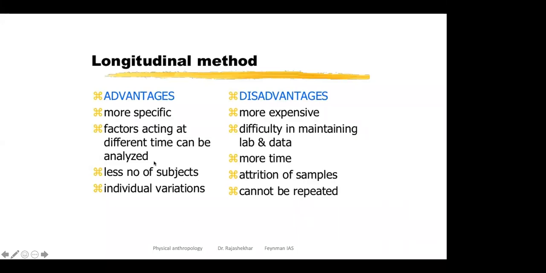Let's say there is a variation. Maybe that person had some sort of disease or infection in early childhood. How do you compensate for it? Maybe there was a delay in his growth because he had mumps or measles, some infection. How do you account for the difference? If you keep observing the same individual, you get the rate of difference in the individual from time to time. So individual variations can be taken care of.